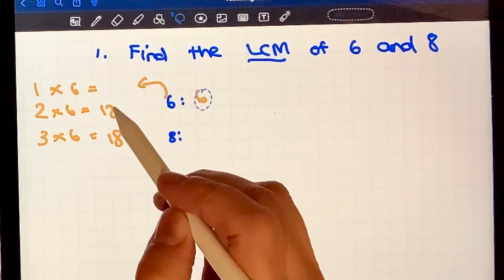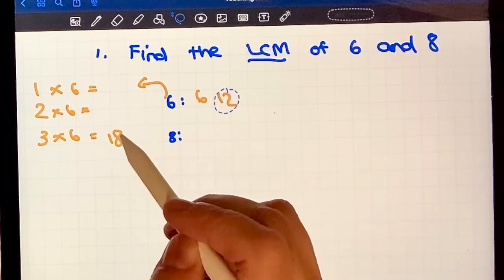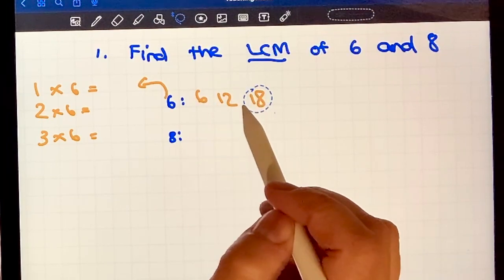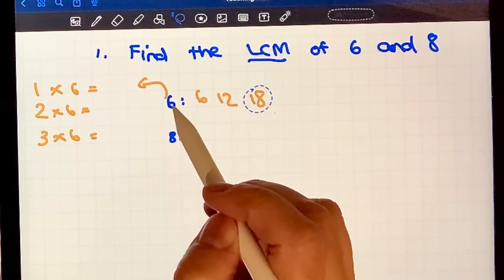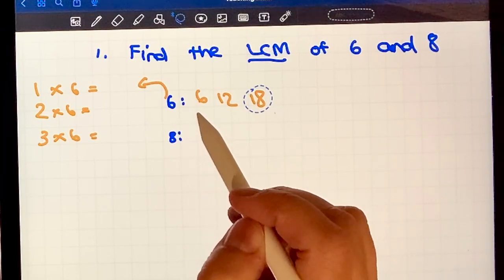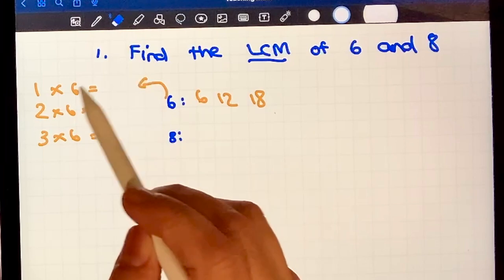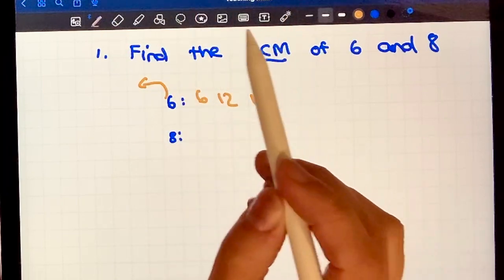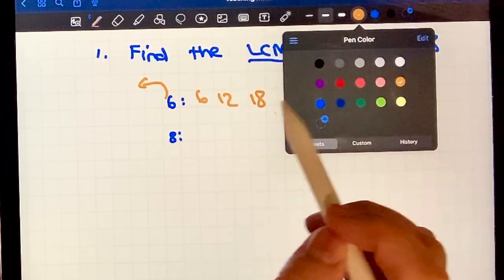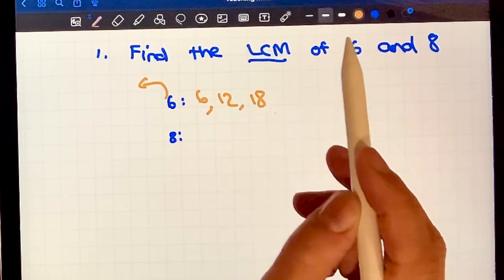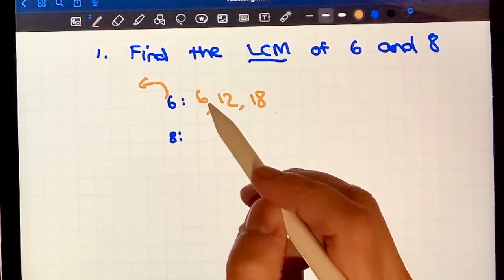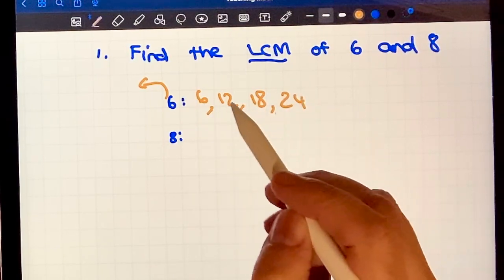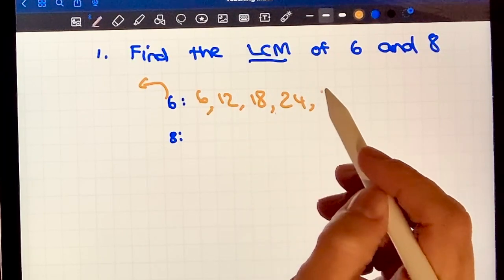That's one multiple of 6. That's another. That's another. These are the multiples of 6. It's basically when you times that number by other whole numbers. I'm going to rub that out and separate them with commas. The next multiple after 6, 12, 18 would be 4 times 6, which is 24. The next one would be 5 times 6, which is 30.